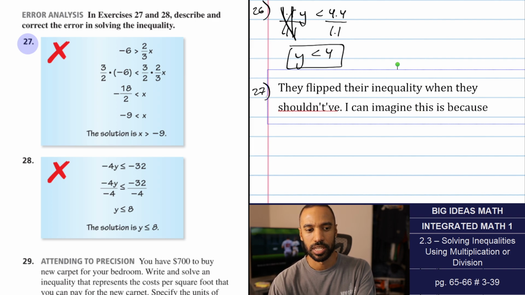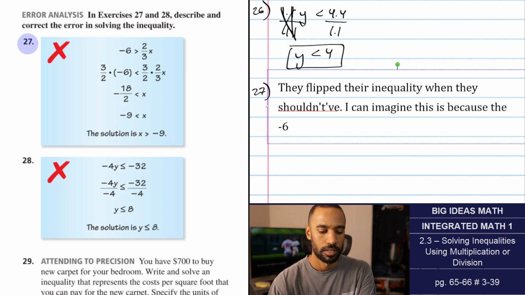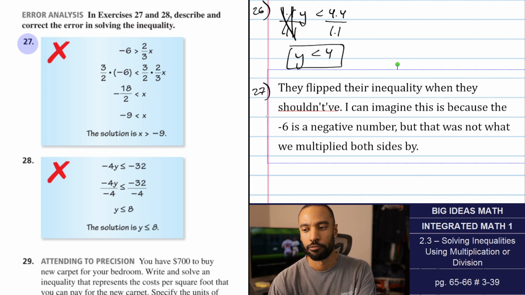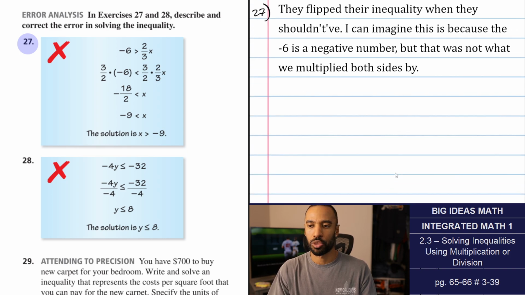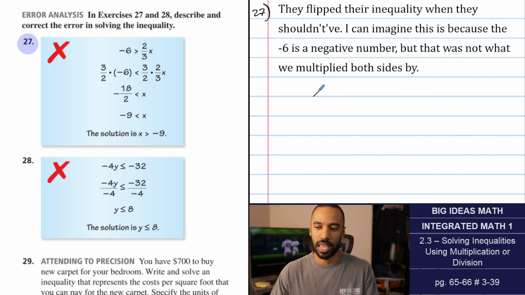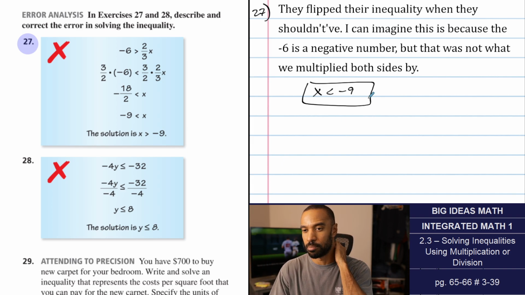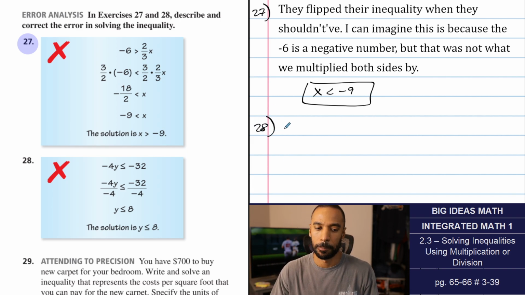this is because the 6 was negative. The negative 6 is a negative number. But that was not what we multiplied both sides by. We multiplied negative 6 with 3/2, but we didn't multiply both sides by a negative number. So the final answer, instead of x is greater than negative 9, is x is less than negative 9. If you work everything out the exact same, it would be the exact same. Just don't flip it. So they overdid that one.